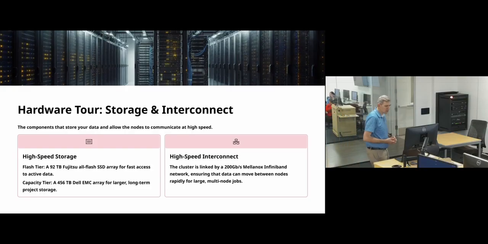And then we talked about the high-speed interconnect. So we have a Mellanox InfiniBand network. In addition to that, there's an Ethernet 25 gigabits per second network that acts as a backup, and then some of the nodes don't have Mellanox, so it acts as primary for those nodes.